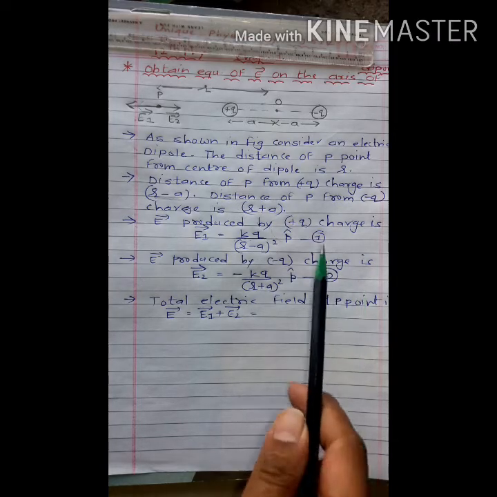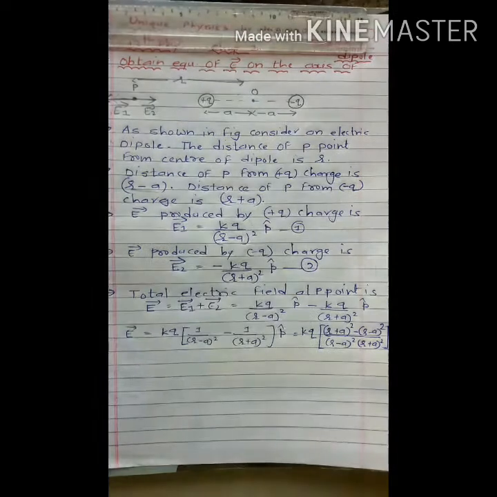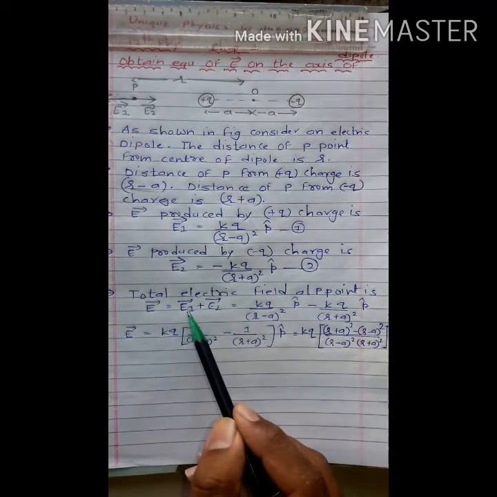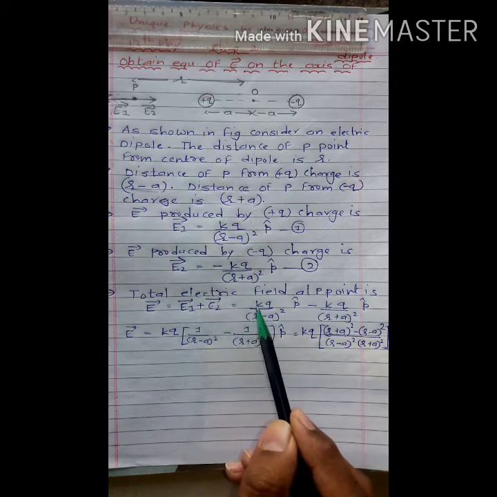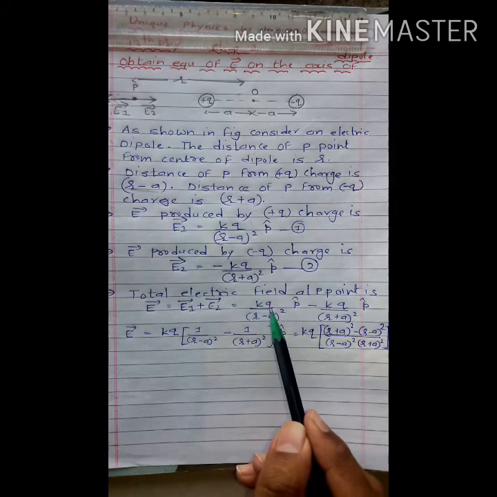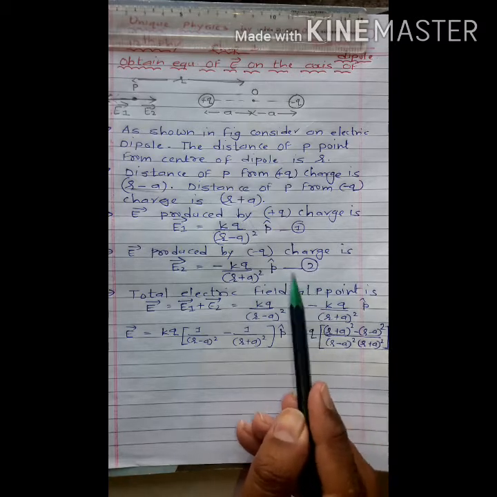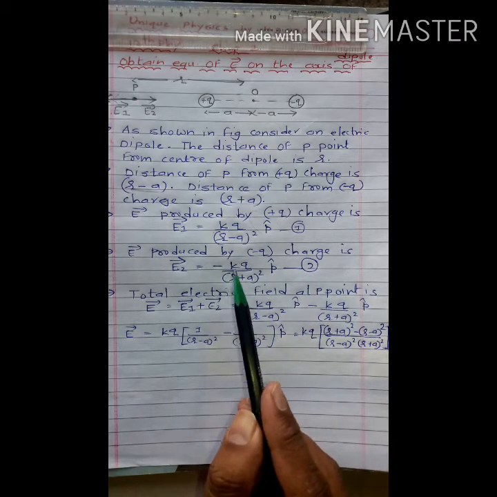Now substitute equation number 1 and 2. So total electric field is equal to vector E1 plus vector E2, which is equal to KQ upon (R minus A) whole square into P cap. Equation number 2 is the electric field for the negative charge.